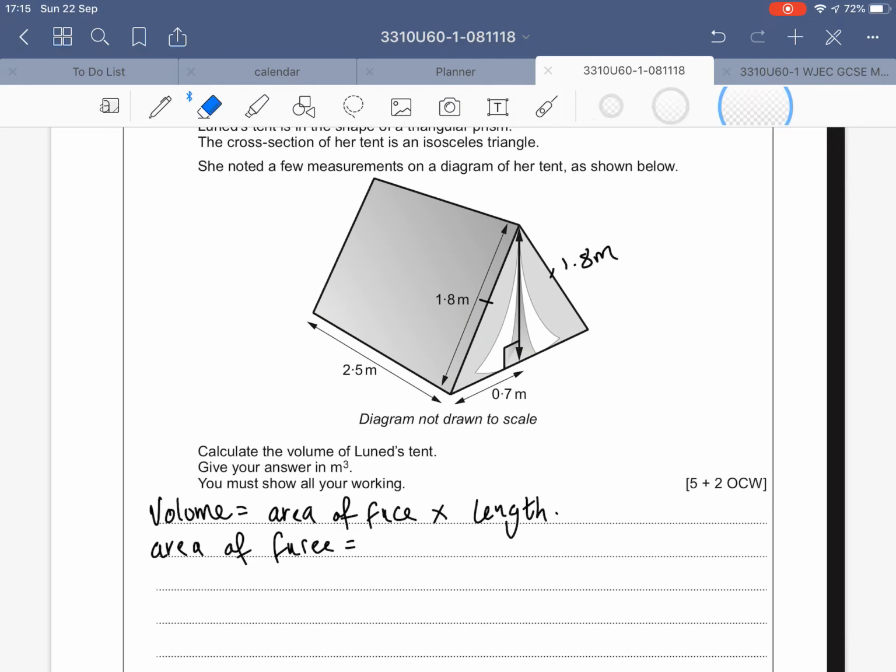Oh gosh, that doesn't say face. My pen is not connected very well.